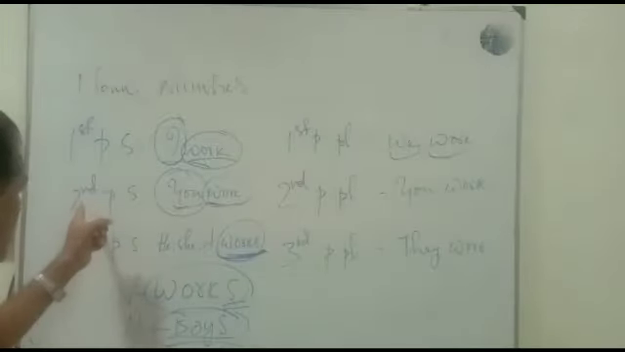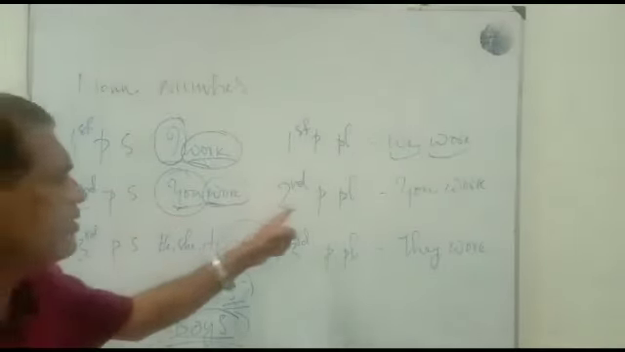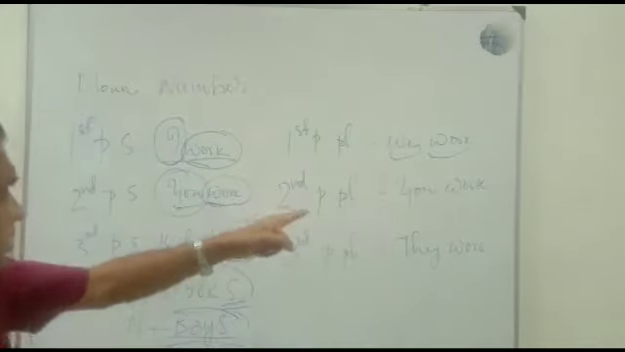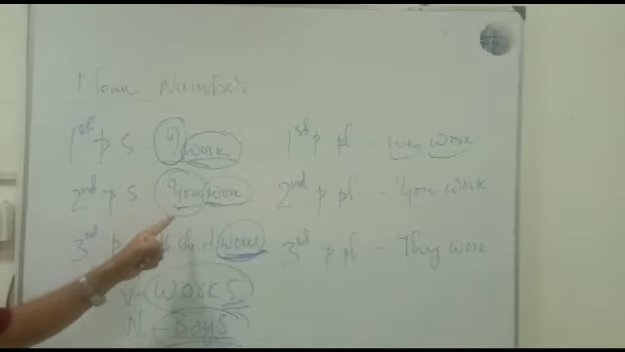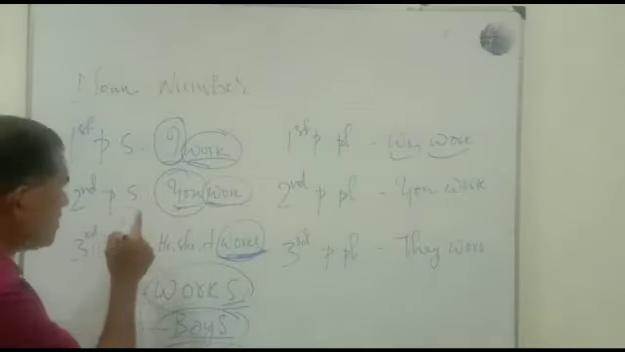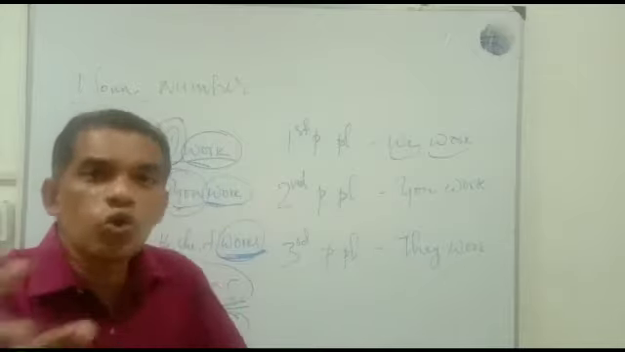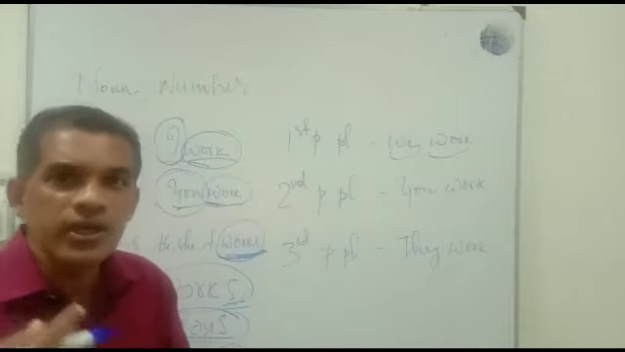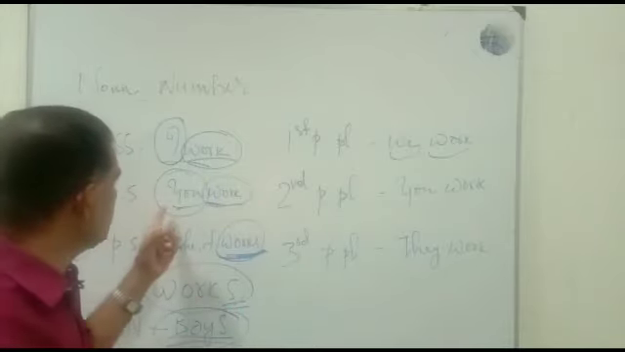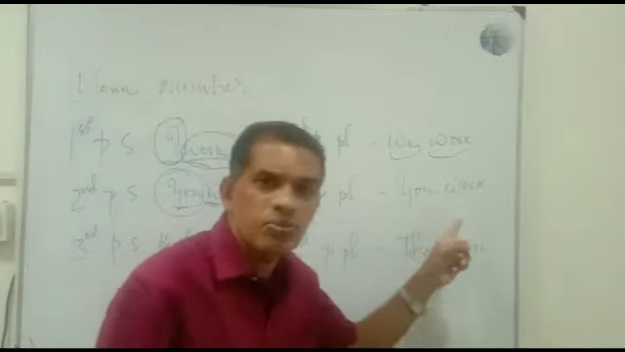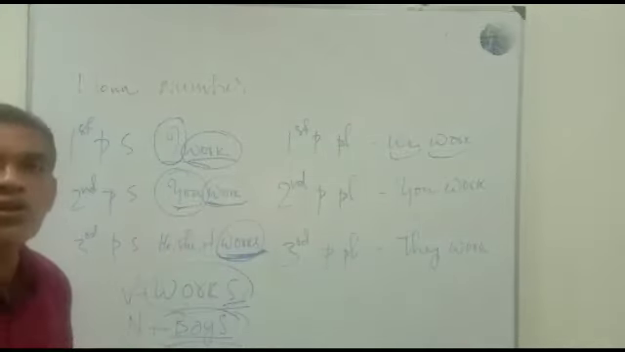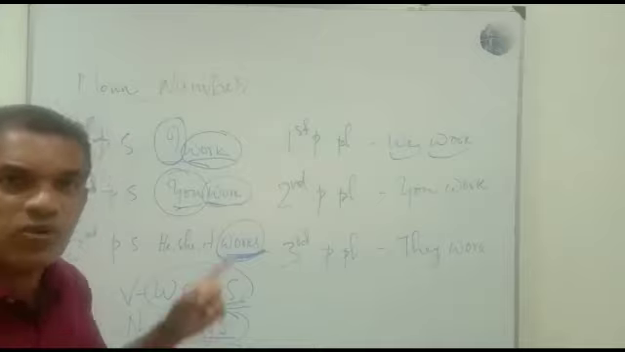Now, if you look at the second person singular and second person plural, the subject seems to be the same. So, in English grammar, the second person singular and second person plural is same. Then how do we differentiate? How do we know that it is second person singular or the second person plural? That depends on the context.